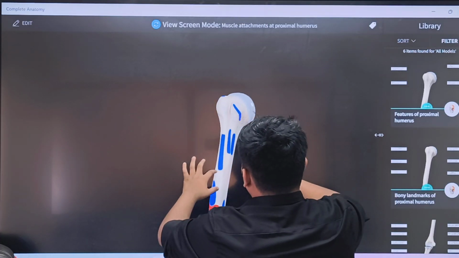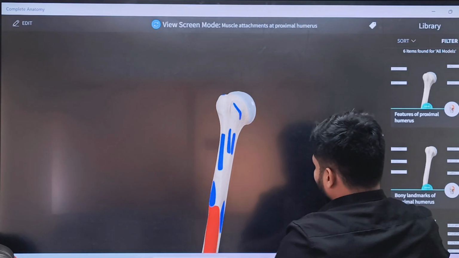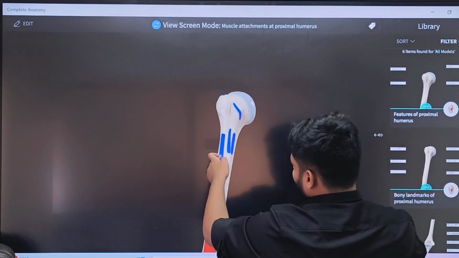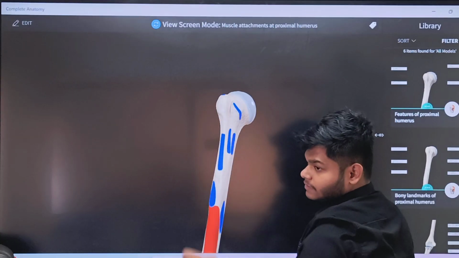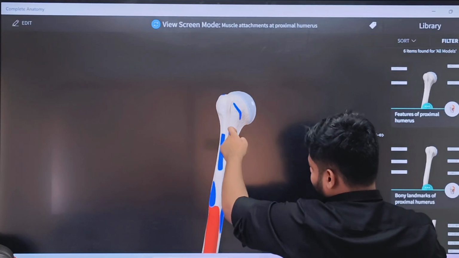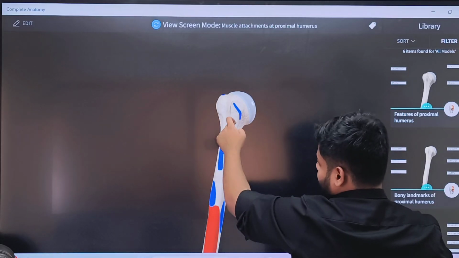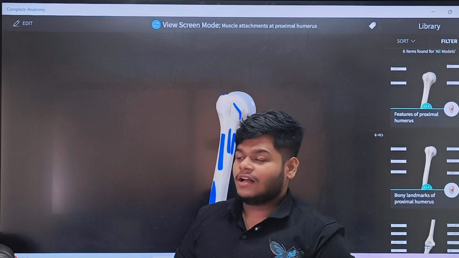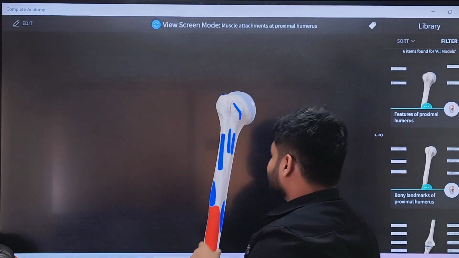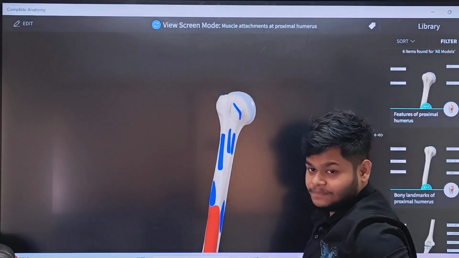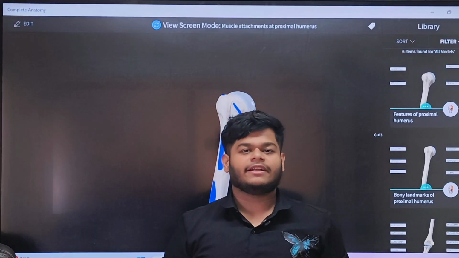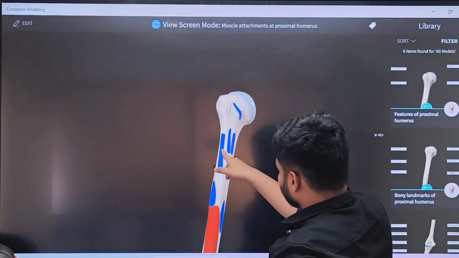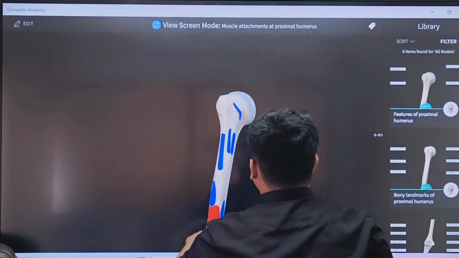Now let us talk about here. Here there are insertions of three muscles. This is the pectoralis major muscle, this is the teres major muscle, and this is the latissimus dorsi muscle. How to remember this? Our teacher taught us one trick: there is one lady between two majors. Remember it like that. So teres major, pectoralis major, and latissimus dorsi.